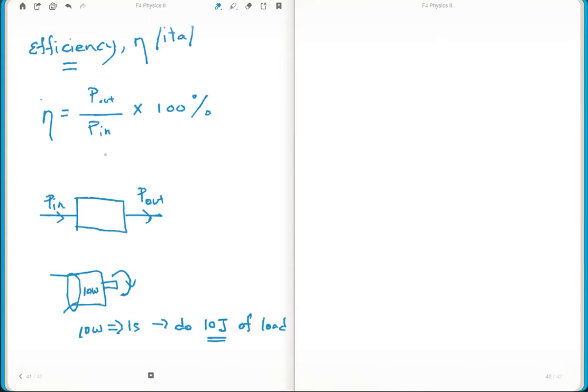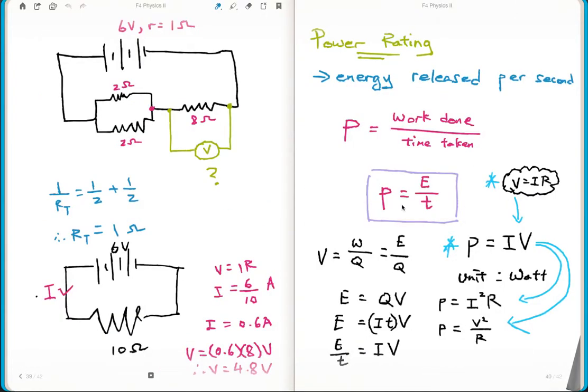It's some add-on notes. The most important part is the work done per unit time, energy per T, and then how I get this equation is from voltage. Voltage is energy per unit charge. Where do you get this? You get it from my previous two videos.